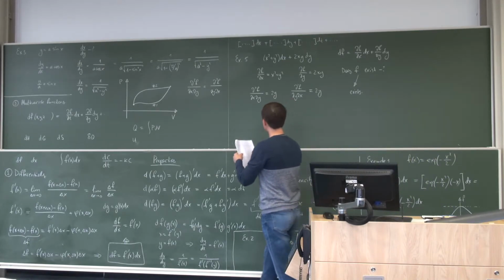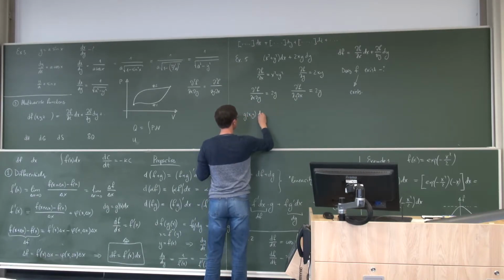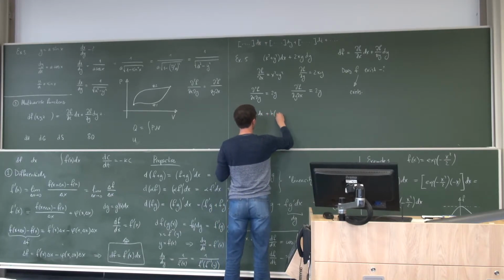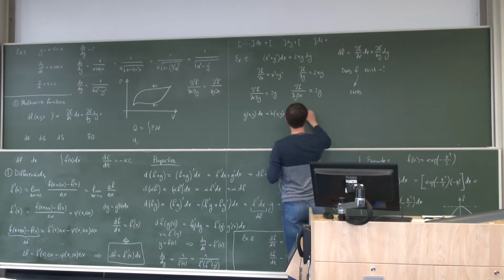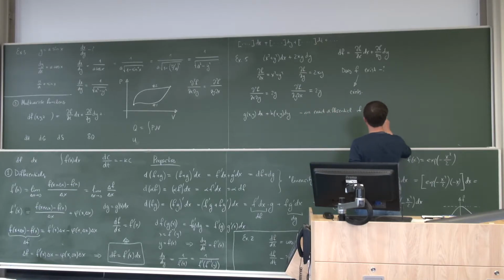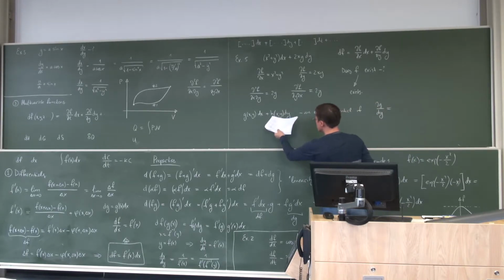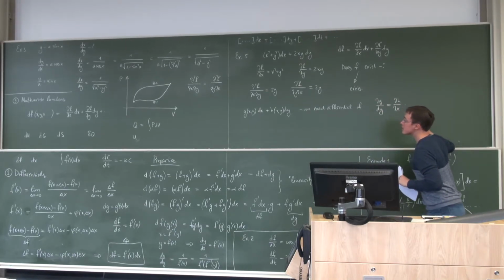So what then is the criterion for something being an exact differential? It's literally what we've just done. If we have g of x, y dx plus h of x, y dy, this is an exact differential if, since this must be a derivative with respect to x and this with respect to y, dg by dy is equal to dh by dx. So you have to check mixed second derivatives.